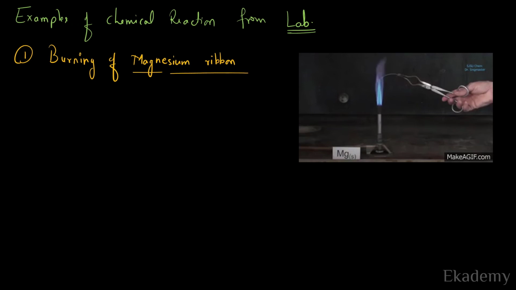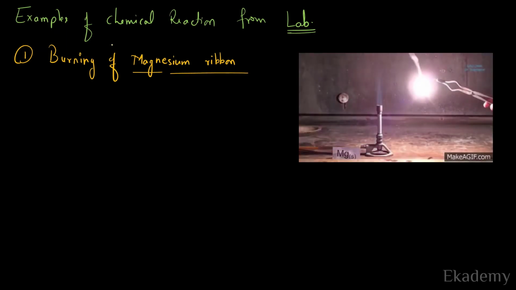Okay, so now we're going to see some examples of chemical reactions that we may perform in lab. So the first example is burning of magnesium ribbon. As you can see here in this animation, magnesium ribbon is burning with a very bright light. It produces a very bright light when it catches fire, right?